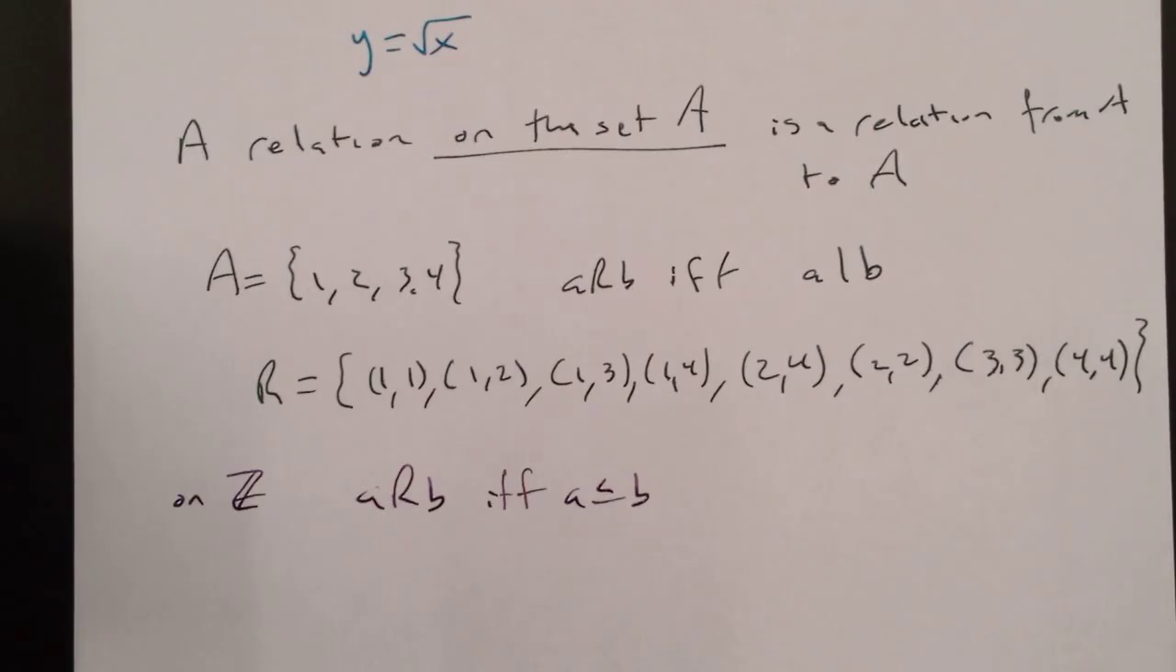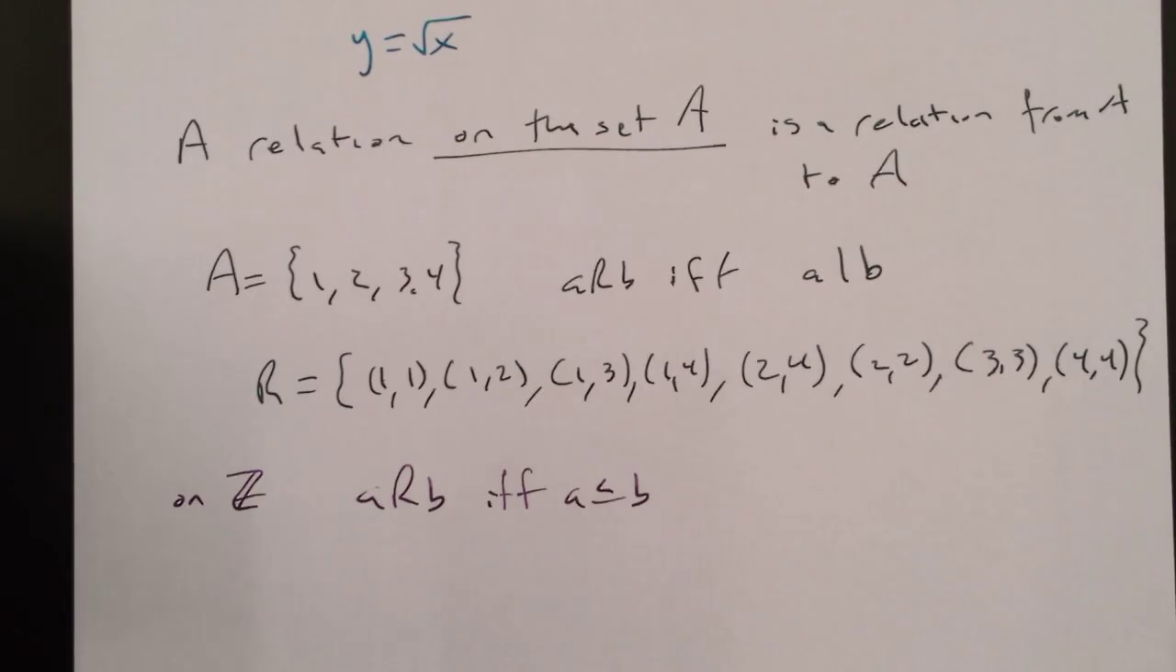The set Z is infinite. I can define a relation on the integers. A is related to B if A is less than or equal to B. Kind of difficult for me to write a diagram for this one, isn't it? But I could still visualize this.